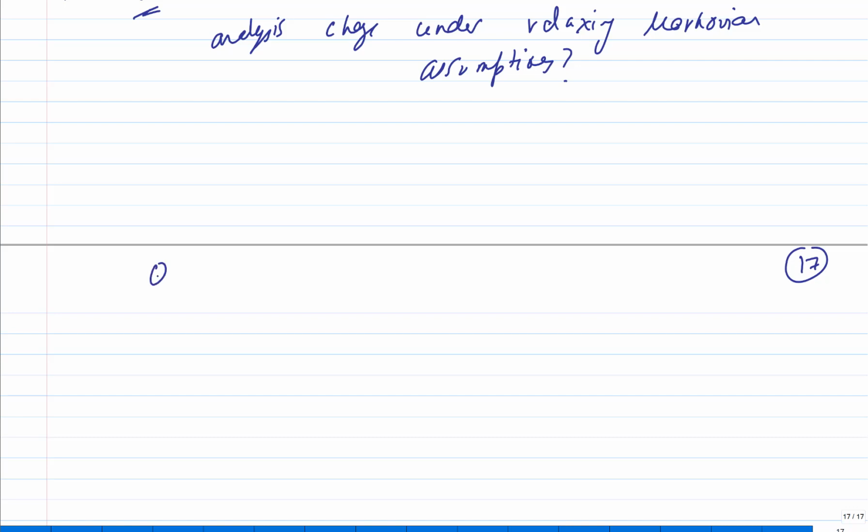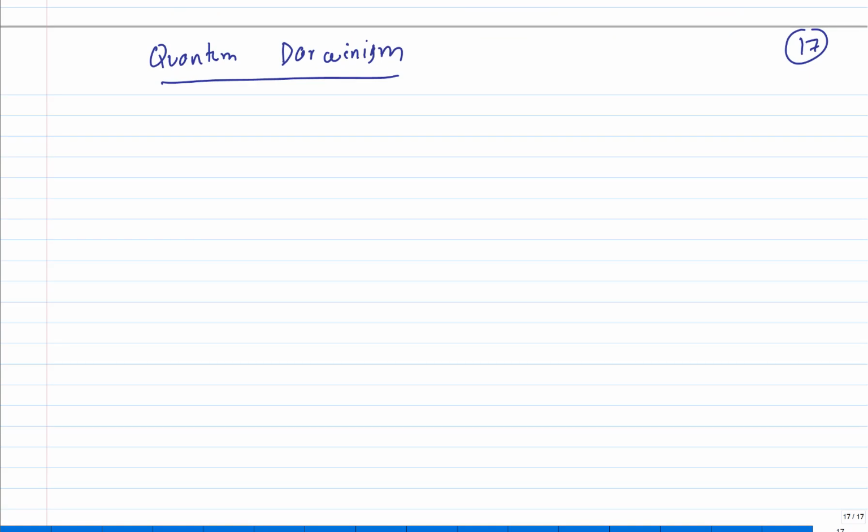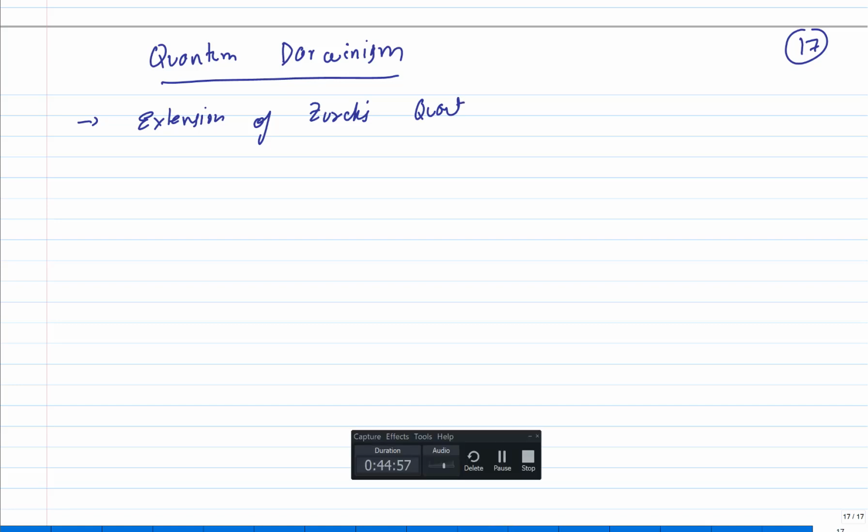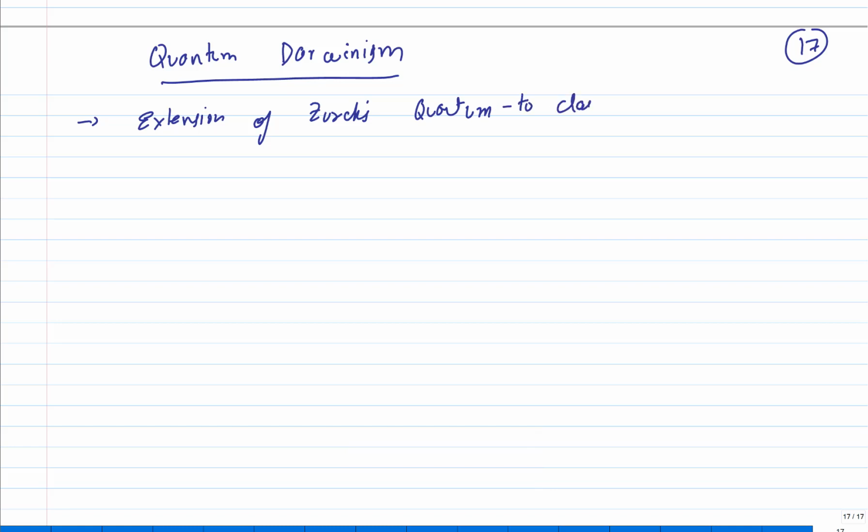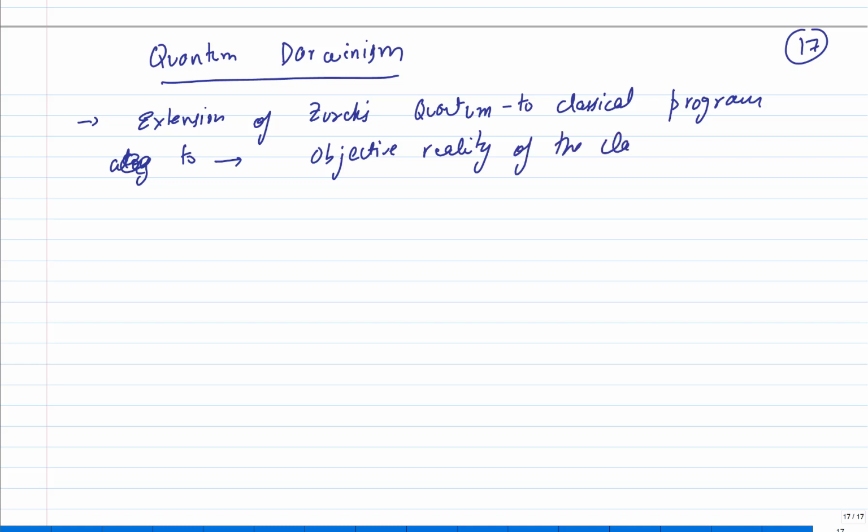Which brings us to the final discussion, a brief chat about quantum Darwinism. So what is quantum Darwinism? Well, in some sense, it's an extension of Zurek's quantum to classical program, along with a notion of objective reality of the classical world.